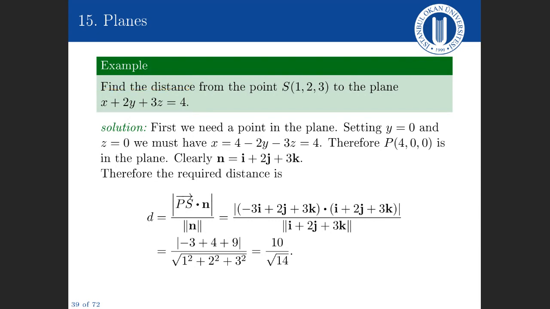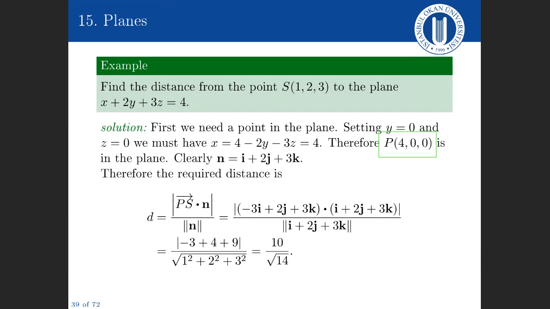We can make life easier for ourselves if we insist that y should be 0 and z should be 0. Then 2y is just 0, 3z is just 0, and our equation simplifies to having x equal to 4. So we could choose the point 4, 0, 0. This is a point in the plane. We don't have to choose this point.